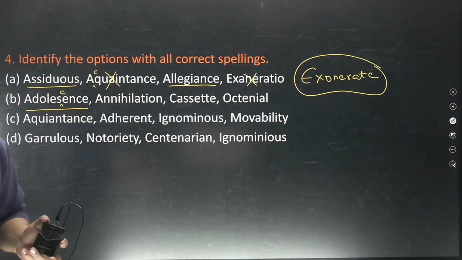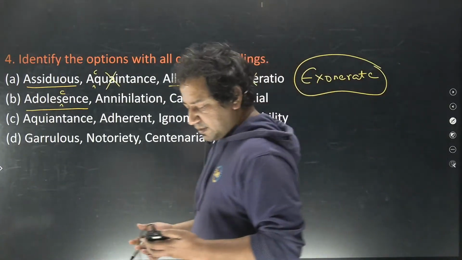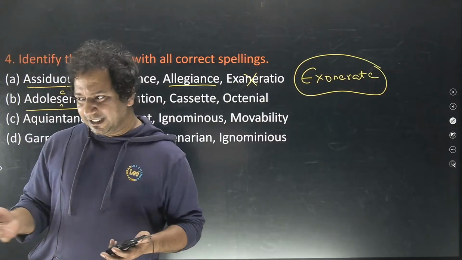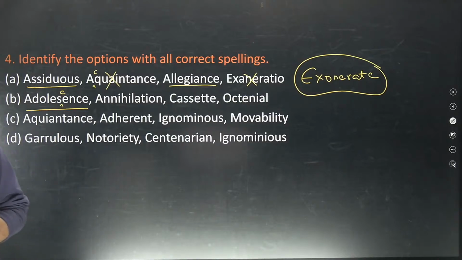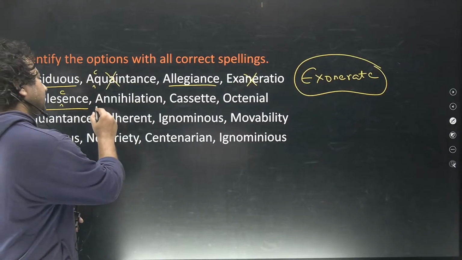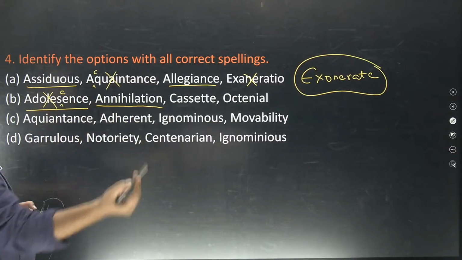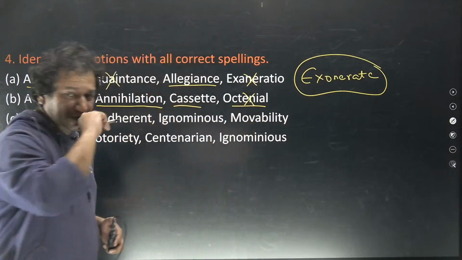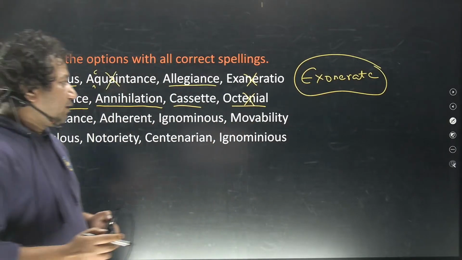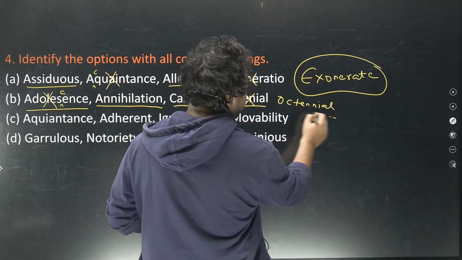It's the stage of life in between childhood and adulthood. We also call it in common terms teenage. In Hindi we call it Kishoravastha. Okay? Annihilation. It's completely destroying something. The spelling is correct over here, but of course this is wrong, so option B cannot be there. Cassette, everybody knows. Octennial, the spelling is wrong here. The correct spelling will be, we'll be having two N's over here.